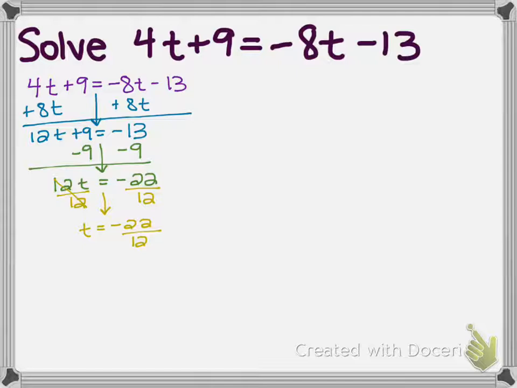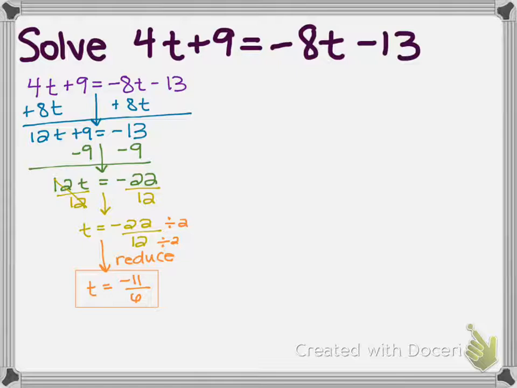So, something that you can do is leave it as an improper fraction, but I do want it reduced. So you can reduce by 2, dividing by 2 on both the numerator and the denominator, and we see our final answer is t equals negative 11 over 6.